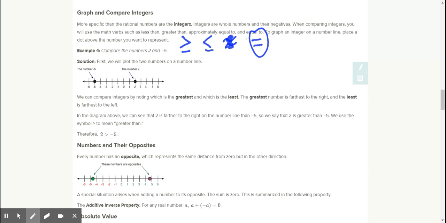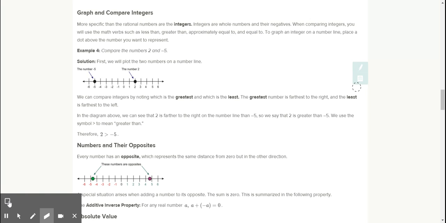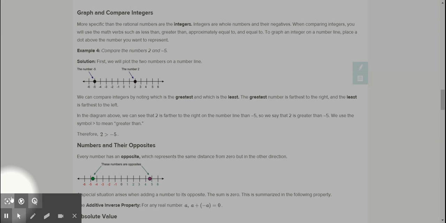So when we're graphing, let's take a quick look. We are going to look at the solution. We're going to look at example 4. Here it says compare the numbers 2 and -5. A number line has been drawn out here, and on that number line, we have 0 in the middle. We go up 1, 2, 3, 4, 5, 6, positive, and then it goes down the same on the negative: -1, -2, -3, -4, -5, -6.